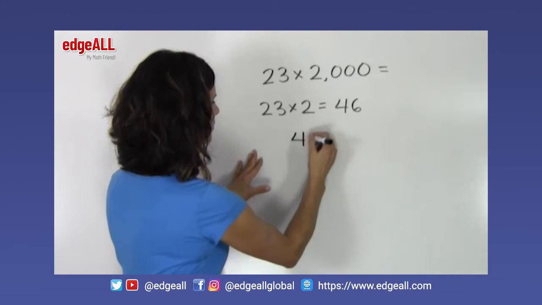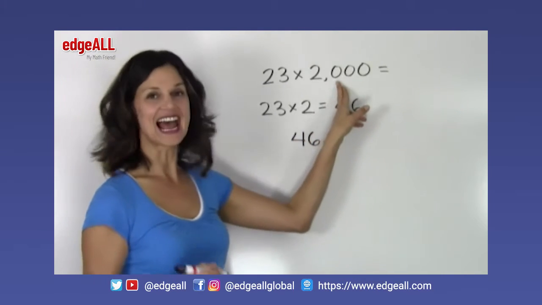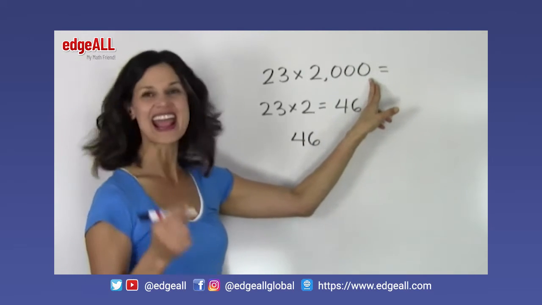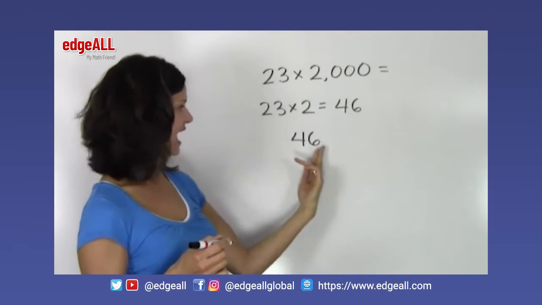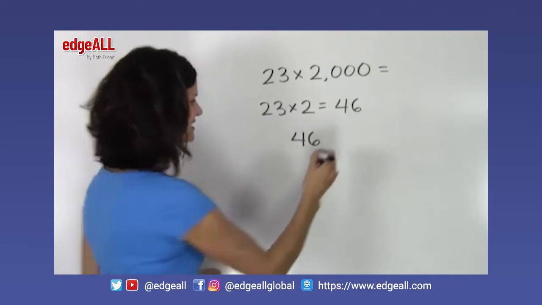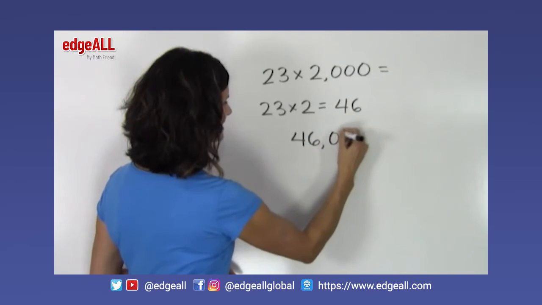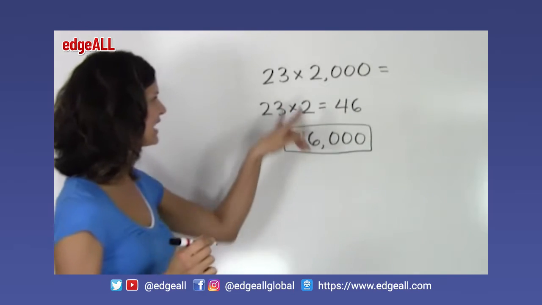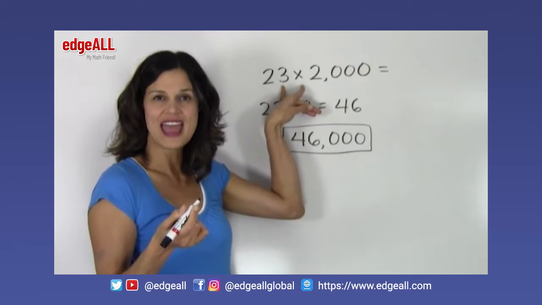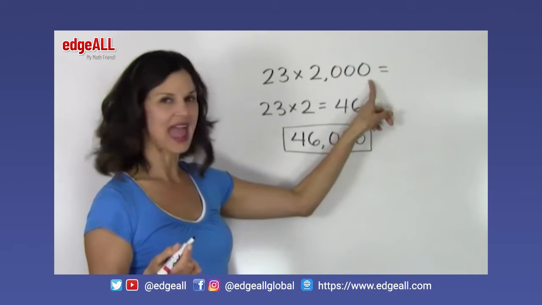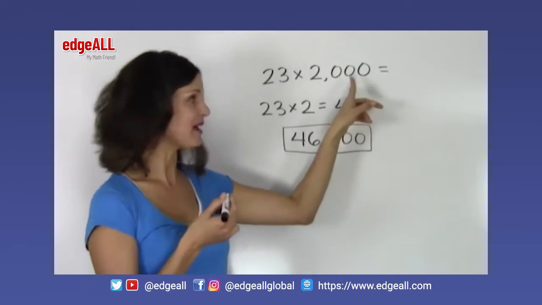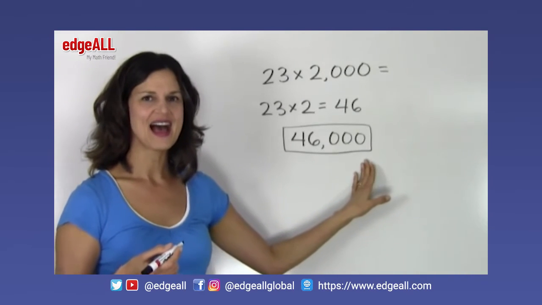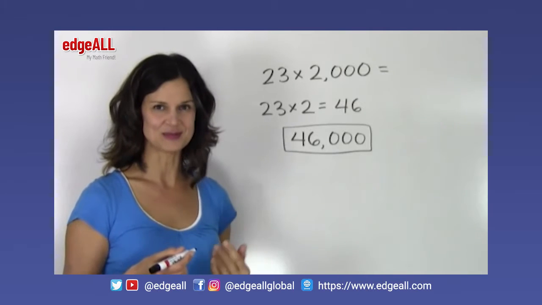And so I place my 46 first, and then I count the number of zeros in my multiple of 10, and I add that many zeros to the end of this product. So after the 46, I am going to place 3 zeros. I did the simple calculation of 23 times 2, and I simply added up how many zeros there were in my problem, and I placed them there in the answer. So it's a very simple way of multiplying when working with multiples of 10.